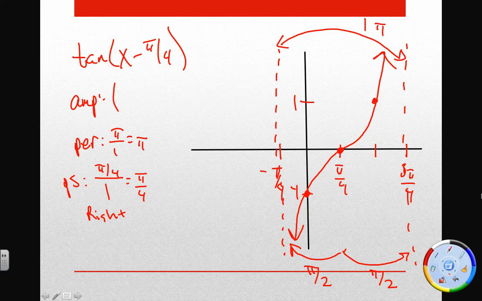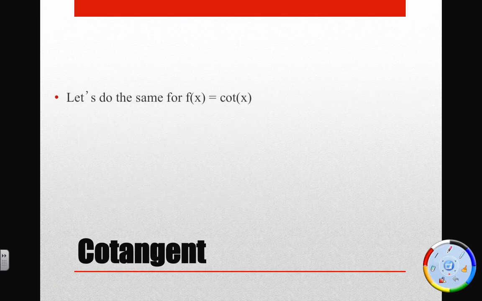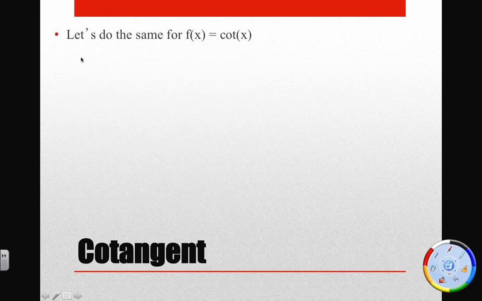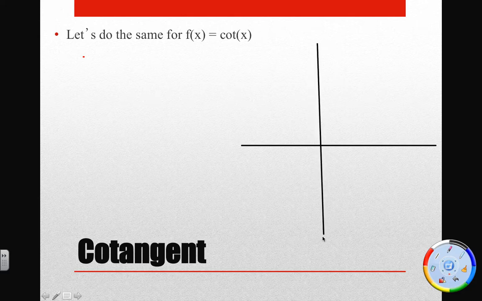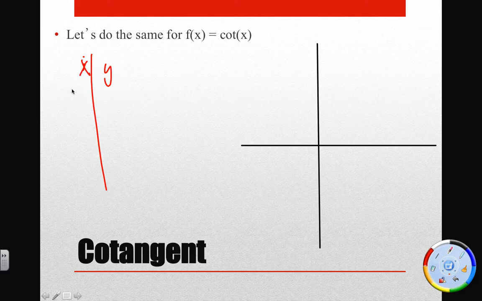Okay, let's move to cotangent. It's kind of the same thing, just looks a little bit different. So cotangent is going to do this. So I say, okay, x and y. If I wanted to make a table like I did for tangent, let's start with 0 here, and let's go pi fourths and pi halves and 3 pi fourths and pi.